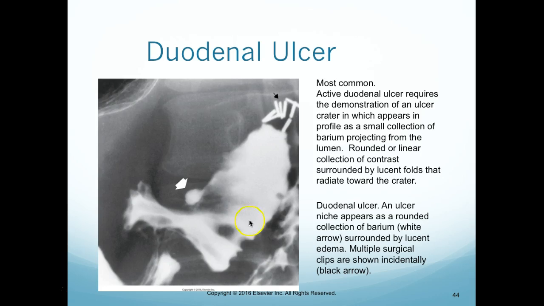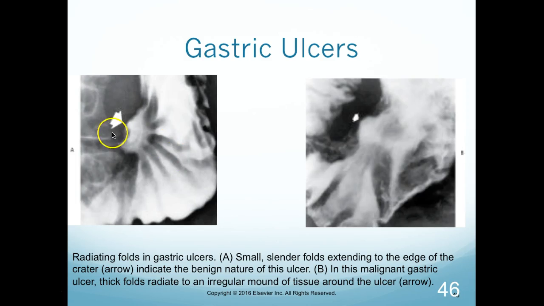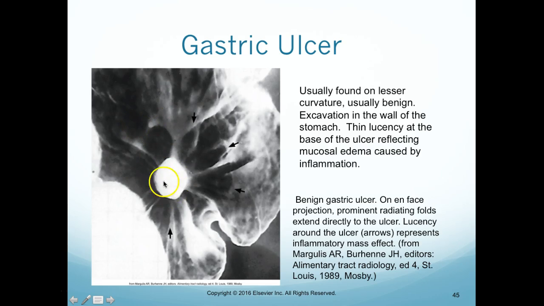So looking here, this patient has had surgery prior, so there's surgical clips right here. We're coming down and we've got one right there that we're looking at. So lesser curvature there. This one here is usually found in the lesser curvature, and is usually benign. As you can see here, the folds are coming up into the ulcer. That's what we're looking at there. Here you can see the folds are going up into the circle.